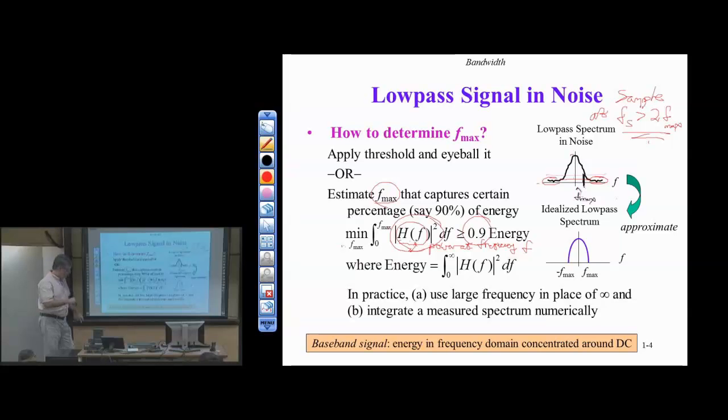Okay, and as a review from last time, this example here of a low-pass spectrum is, again, a baseband signal. The energy in the frequency domain is concentrated around DC, and DC means zero frequency, the average value in the time domain.